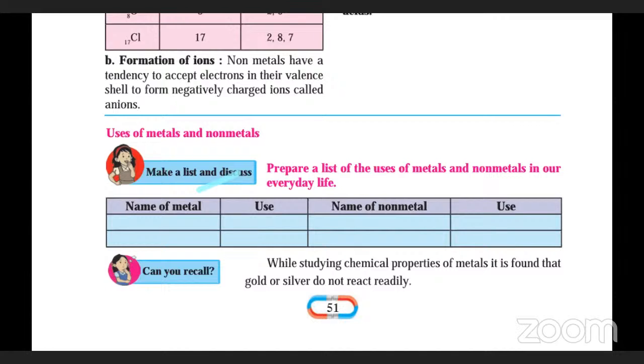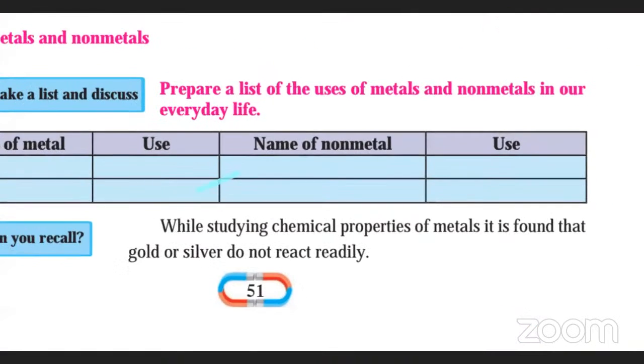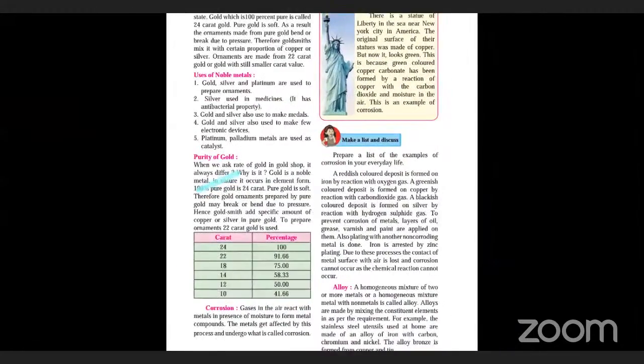And then in case of non-metals also, you have to write some uses. Any non-metal you can take, suppose take oxygen. Oxygen is a gas and it is used for survival. It is used for breathing, right? So this is also one use of a non-metal. In this way, you can find some uses and complete this table.